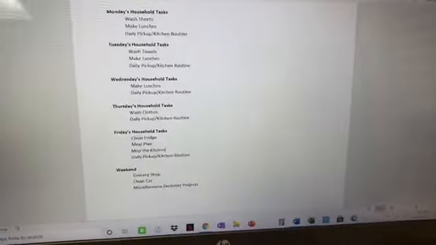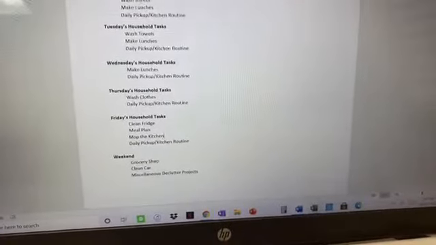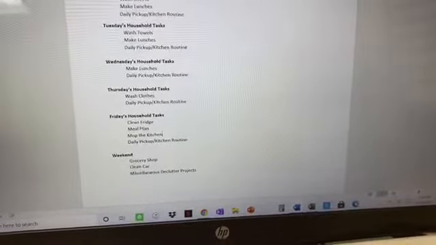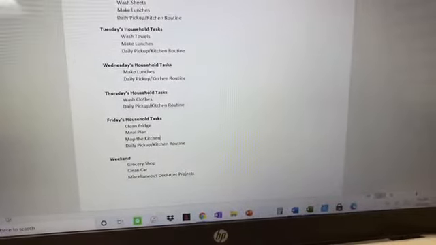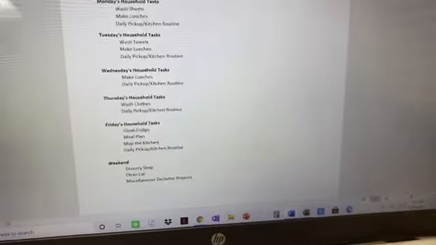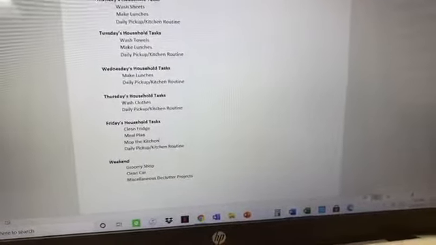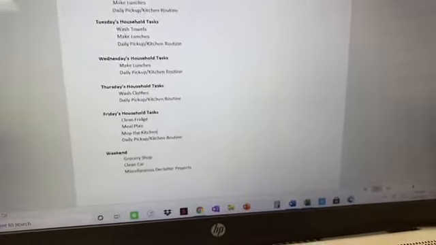And then also things like on Friday, I have clean the fridge and meal plan together. So I'm cleaning out my fridge. I'm planning for the next week. So I'm seeing what is in the fridge or what is in our cabinets and what we need to buy. So I'm putting those two tasks together, which is super helpful.